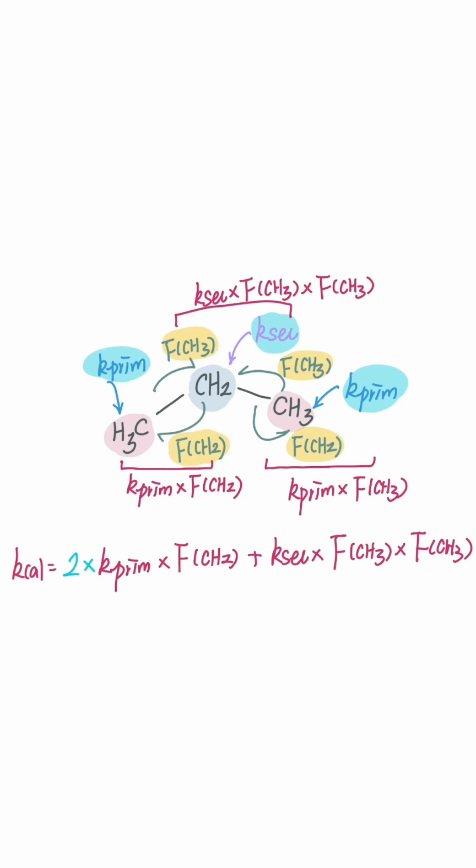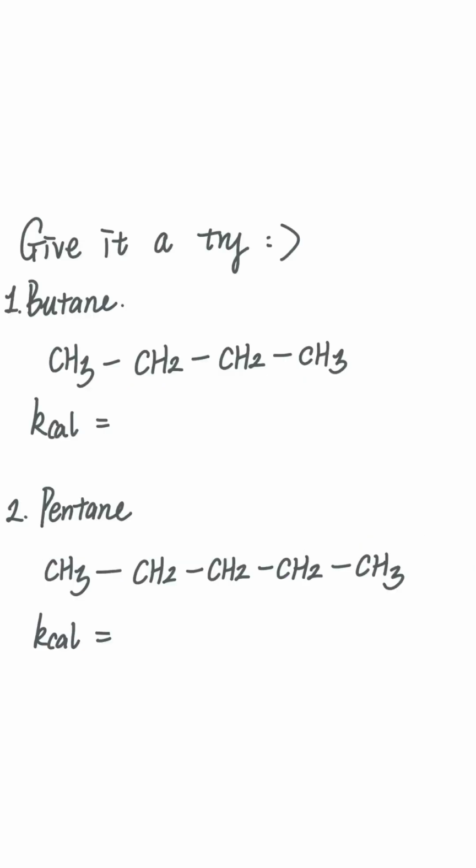Now we can try to write the equation. As the picture shows, the two CH3 groups each contain one K parameter and receive the impact from the CH2, which is the FCH2 parameter. And now we need to add the K sec. The K sec means the K parameter for the CH2 group, and because again the CH2 group receives the impact from both sides of the CH3, it will be K sec times FCH3 times FCH3. So the total rate constant for propane will be 2 times K prime times FCH2 plus K sec times FCH3 times FCH3. Now you can try to solve the SARs equation for butane and pentane.